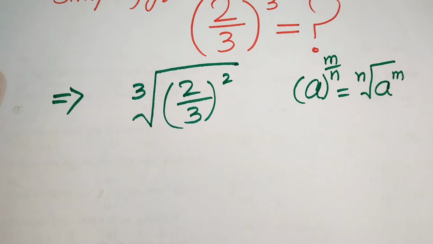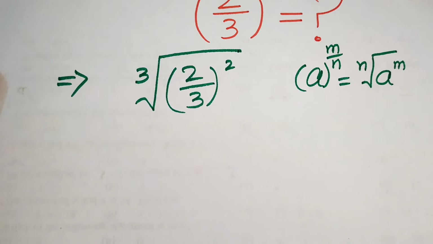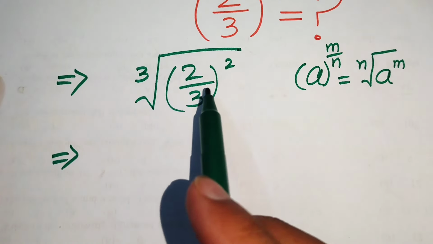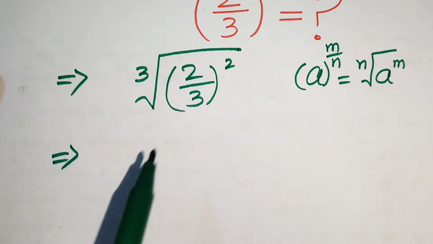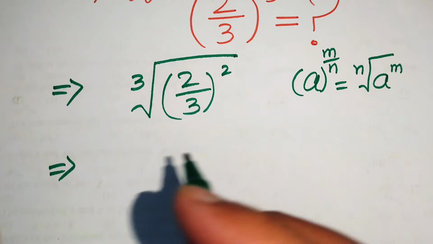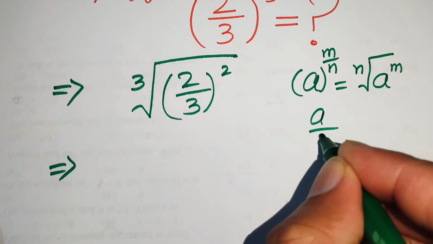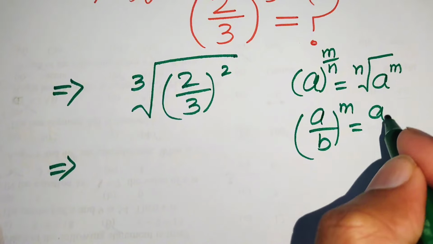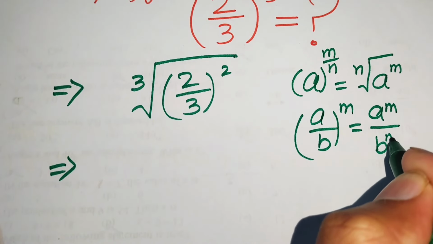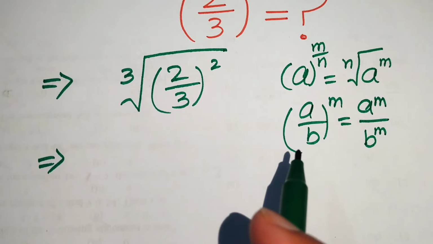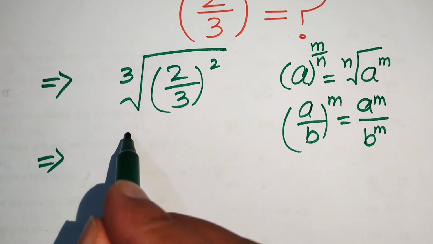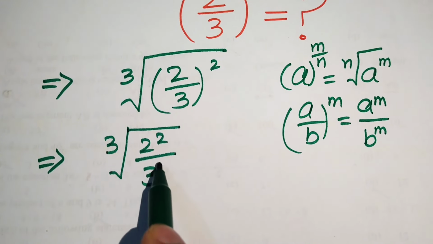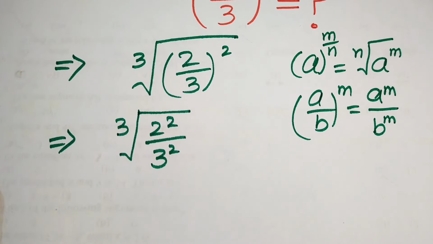And now in the next step we apply another property, and we know about this property. We just open the square of this term. Here we use this nice property: if we have (a/b) to the power m, it is equal to a to the power of m over b to the power of m. According to this property, we just separate this power 2 on both of these terms, and it is written as the cube root of 2 squared divided by 3 squared.